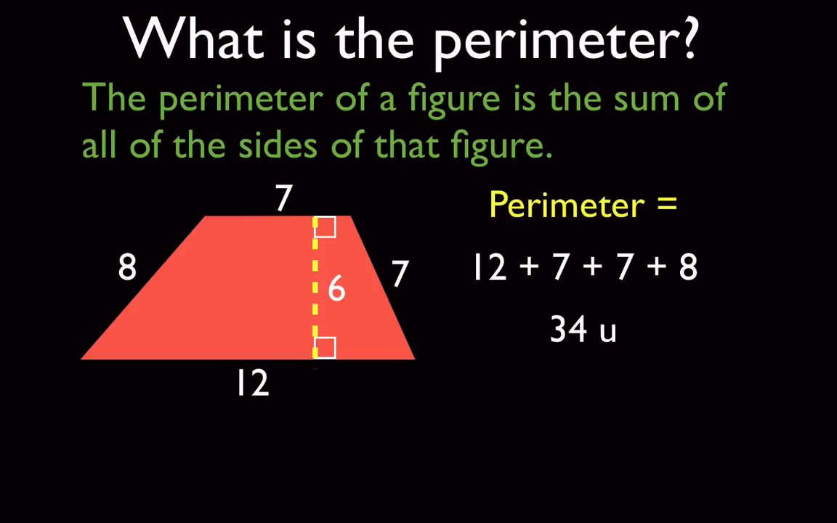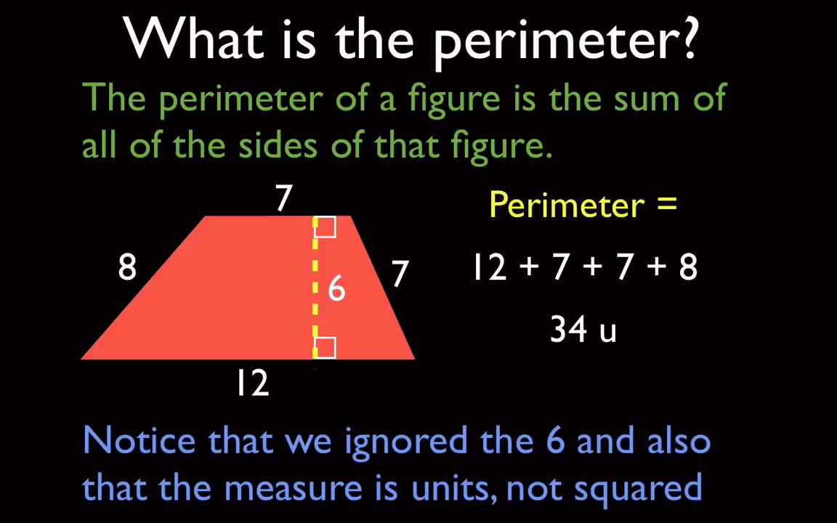And that's it. Like we said before, notice we both ignored the 6 and also that the measure is units, not units squared. So we have to put that U on there because I didn't define it as inches or centimeters or anything like that. And also be careful that you don't put the squared. The squared talks about squares, which cover area. Also, anything that's area is always a measure squared, whereas distance around something, distance is units, just to the first power.